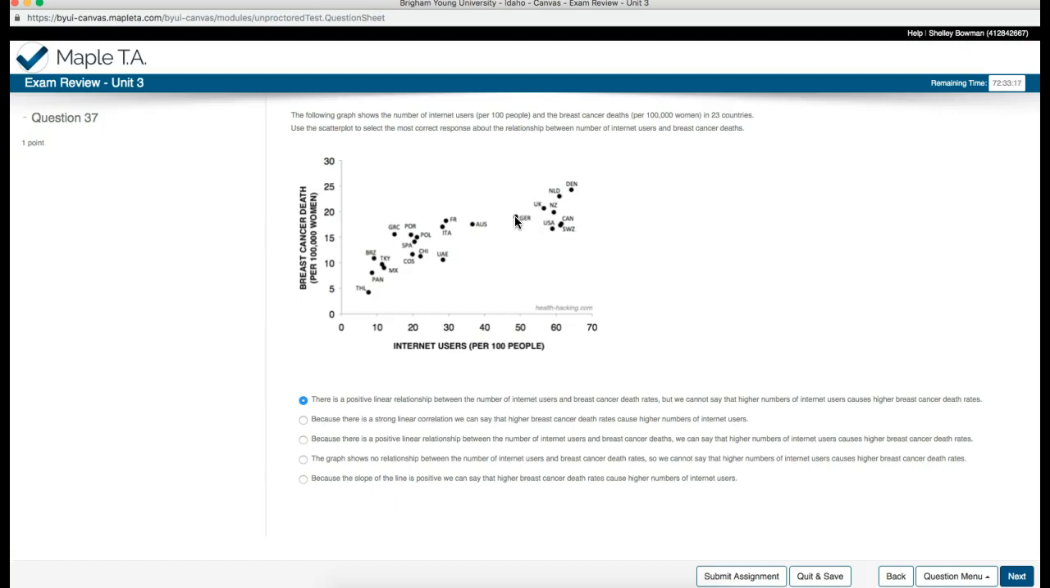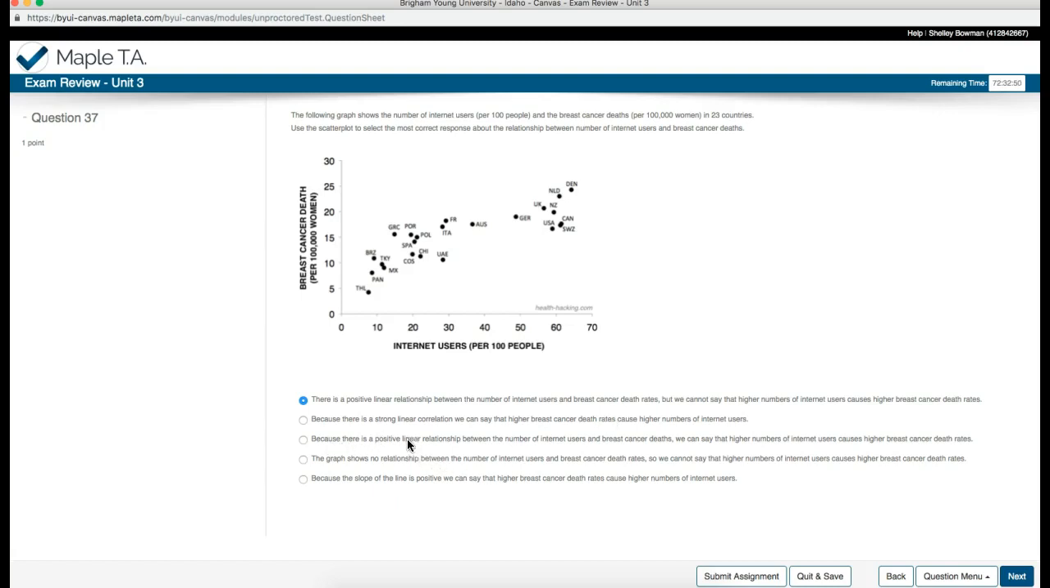The next one, because there's a strong linear correlation, we can say that higher breast cancer death rates causes higher numbers of internet users. So even though we do have a strong linear relationship, we cannot say that anything causes something else. In fact, they're actually going backwards here and saying that it's causing one or the other. So we can't say that.